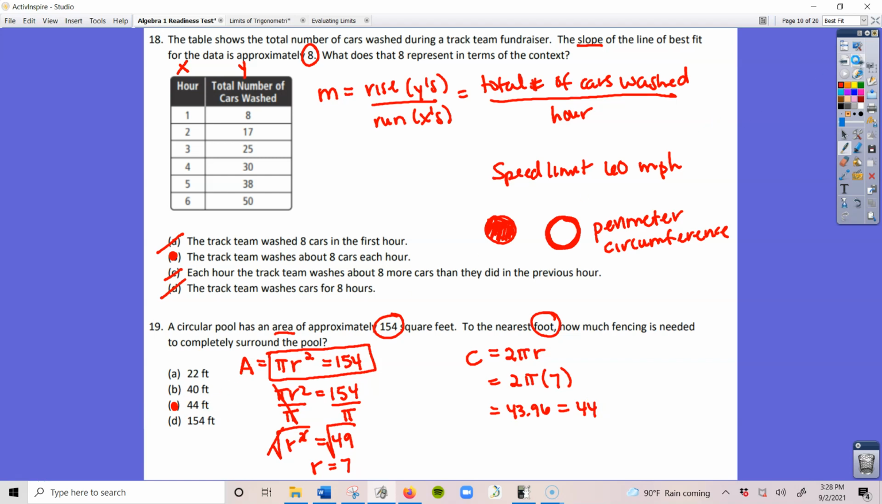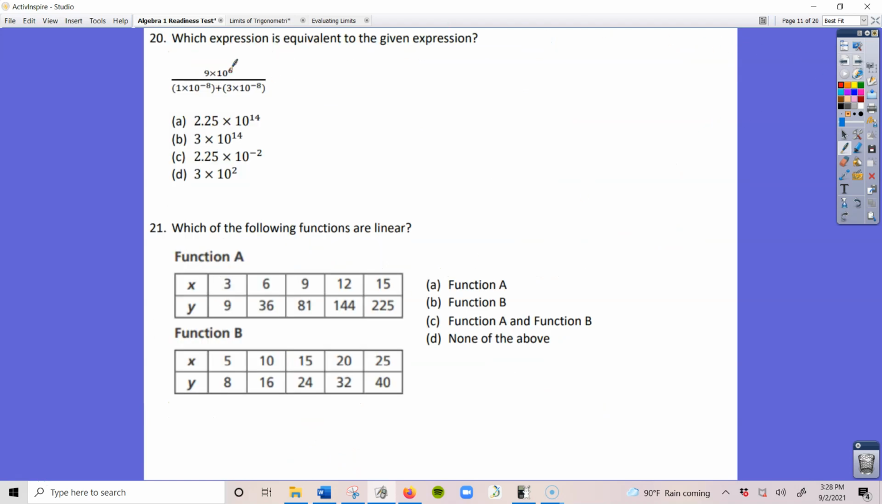Let's go to number 20. Which expression is equivalent to the given expression? We have 9 times 10 to the 6 divided by 1 times 10 to the negative 8 plus 3 times 10 to the negative 8. Let's work on simplifying this denominator here.